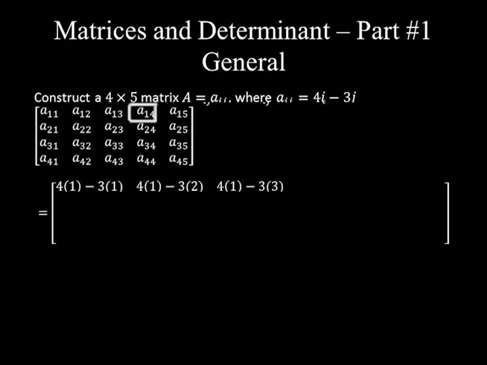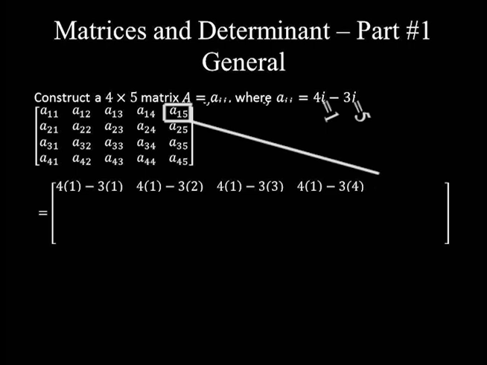For A sub 1 4, i is equal to 1 and j is equal to 4. Hence, 4 times i minus 3 times j is equal to 4 times 1 minus 3 times 4. Just substitute the value of i in place of i and the value of j in place of j. For A sub 1 5, i is equal to 1 and j is equal to 5. Thus, 4i minus 3j is equal to 4 times 1 minus 3 times 5.